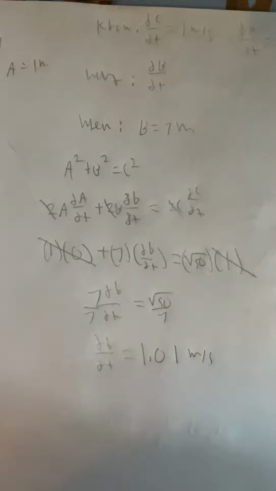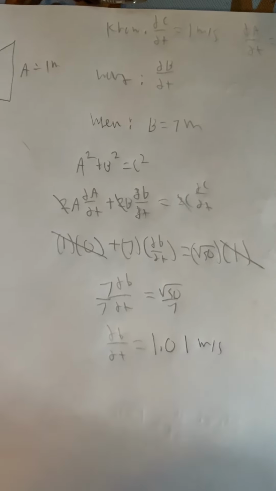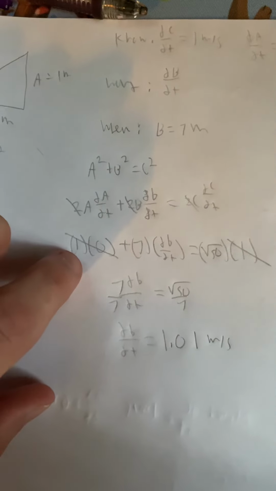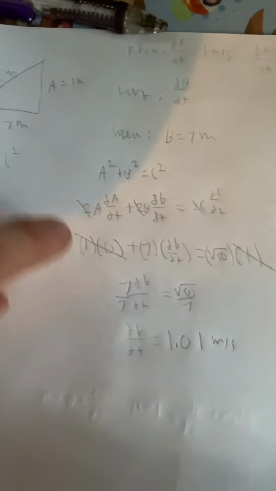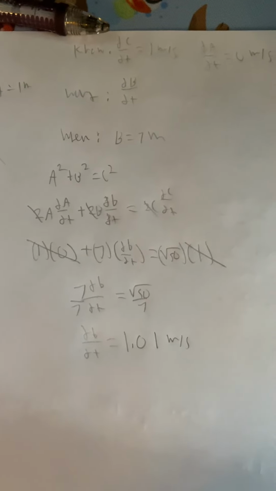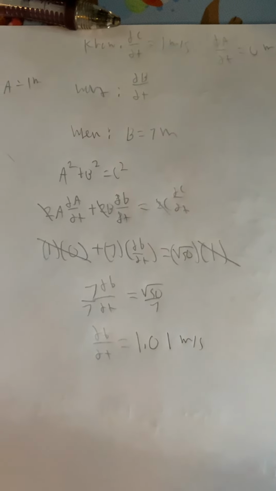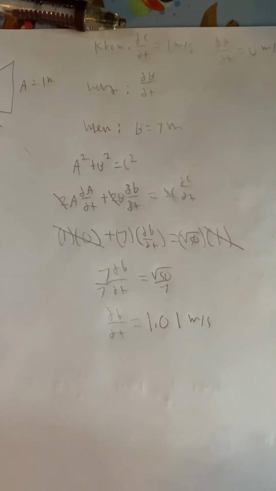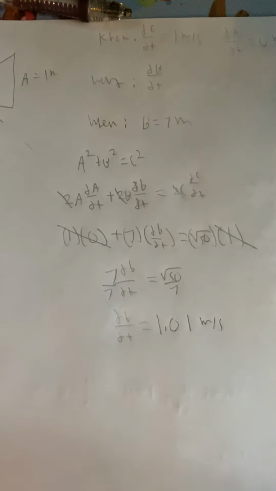Each one of those has a 2, so I just crossed all those out because they're all going to cancel out anyways. And then after that, I start plugging in. So like this one would be A times dA/dt, so 1 times 0, which we said up there. Next part would be 7, because we're looking for B when B equals 7, times dB/dt equals square root of 50, because that's what we said that C is equal to, times 1, because that's the rate at which the rope's being pulled in.